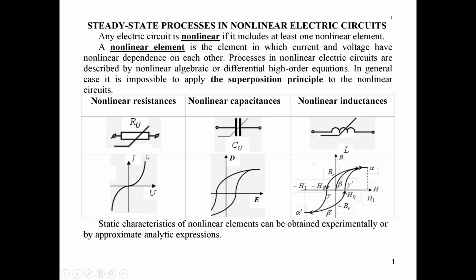The volt-ampere characteristic of such a resistor is nonlinear. You can apply such a voltage, for instance, and get such a current. And if you apply such a voltage, you get such a current. For this part of the curve, a slight amplification of voltage will cause a very significant amplification of current.